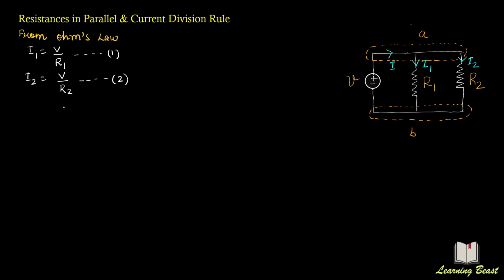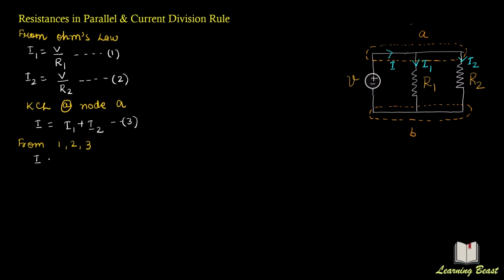Now applying KCL at node A, we will write I is equal to I1 plus I2. Suppose this is equation number 3. Now we will club these three equations. So from 1, 2, and 3, what will happen?